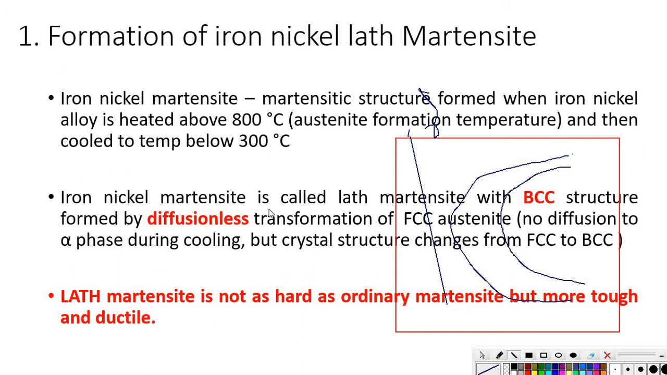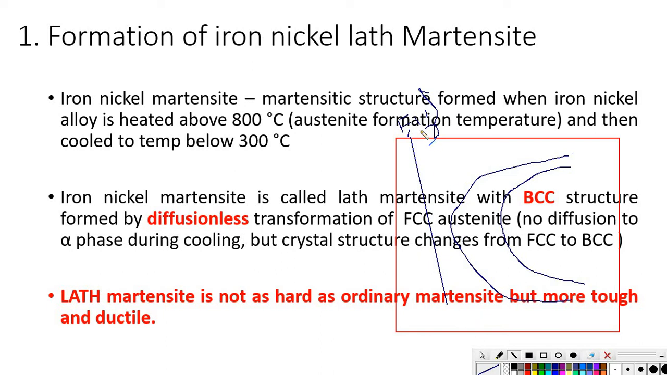Okay, so iron nickel martensite, which is called lath martensite, has a BCC structure formed by diffusionless transformation from FCC austenite. We know the austenite has an FCC crystal structure, but when we quench, the FCC changes to BCC. So we get BCC lath martensite at the end by this rapid cooling. And this lath martensite is not hard. That is very important. It is not as hard as ordinary martensite.